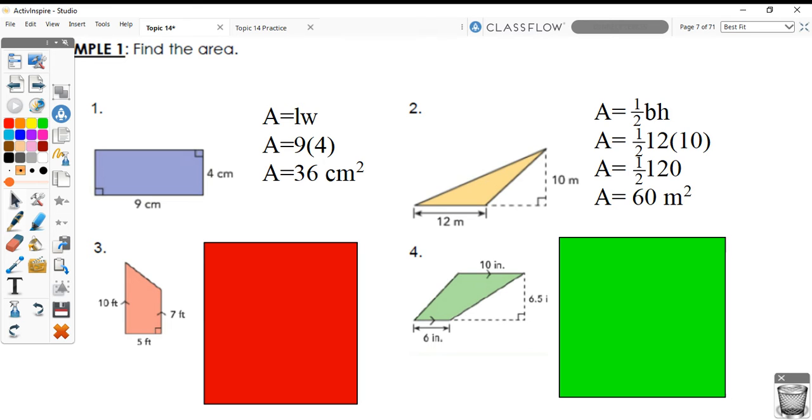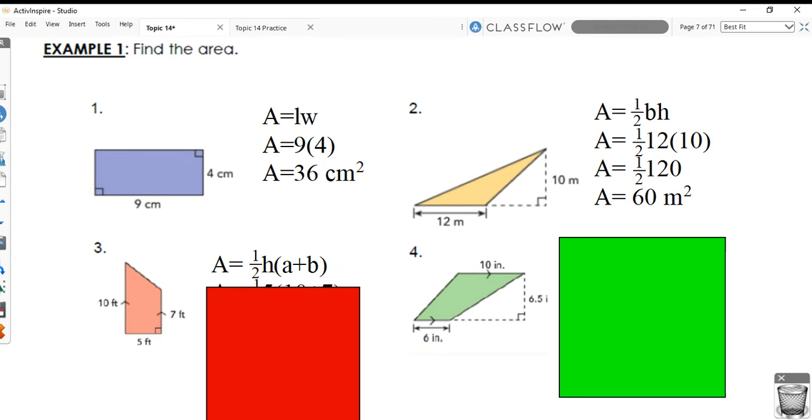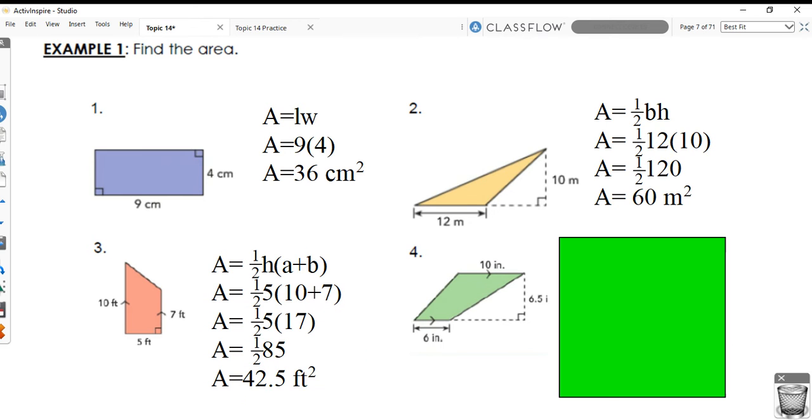Problem number 3 is a trapezoid. And on a trapezoid, you have to remember that the bases, those 2 things that you add together in the formula, are the sides that are parallel to each other. So I'm looking at 10 and 7 as our 2 bases here. So that's what you're going to add inside of the parentheses. The height is the distance in between those bases. So just because this trapezoid is turned up on its side, that doesn't mean 5 is a base. 5 is still considered the height on this trapezoid. So it's 1/2 times 5 times 17. You simplify that all the way down and get 42.5 square feet.